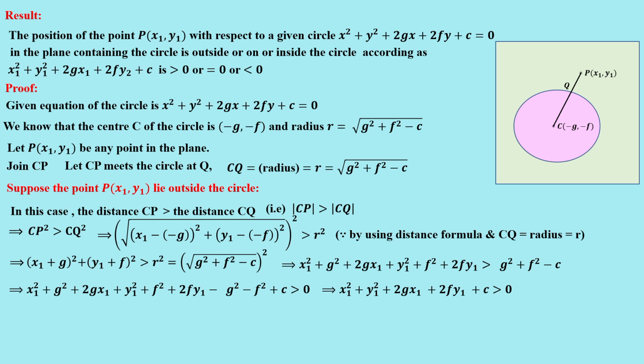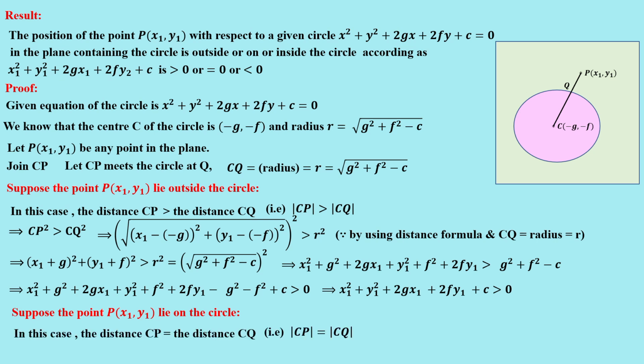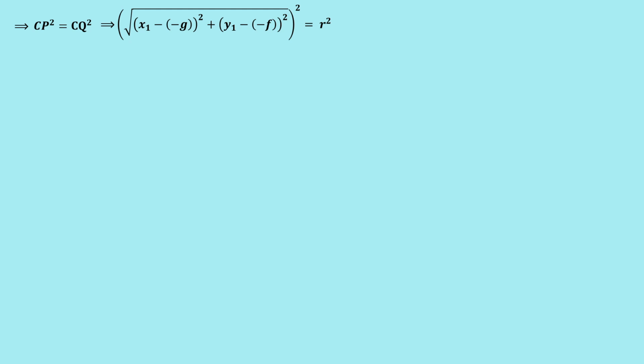We are going to the second result. Suppose the point lies on the circle. Then what is the distance? Suppose P coincides with Q. Then the distances CP and CQ are the same, equal, correct? So the distance CP is equal to CQ. Q and P coincide, both distances are equal. So CP square is equal to CQ square.